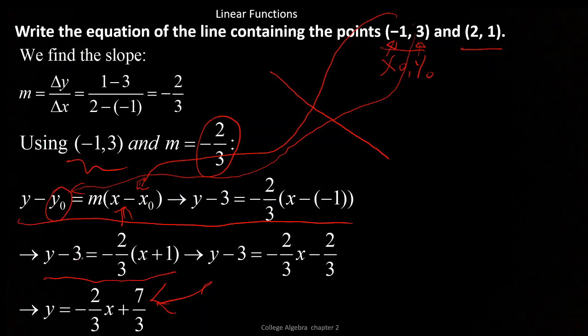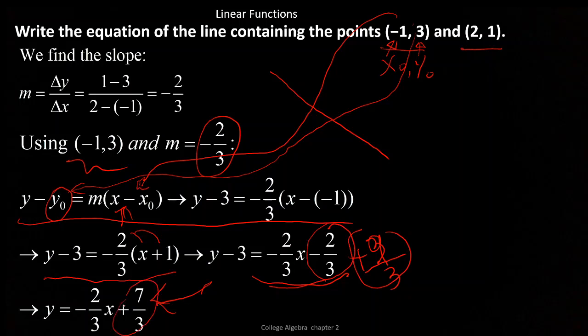And if you do the distribution here and move the 3 to the other side, we end up with plus 3. And 3 with the denominator of 3 would be 9 over 3, if you give it the same denominator. 9 over 3 plus negative 2 over 3 is 7 over 3. Now that last form right here is called slope-intercept form.